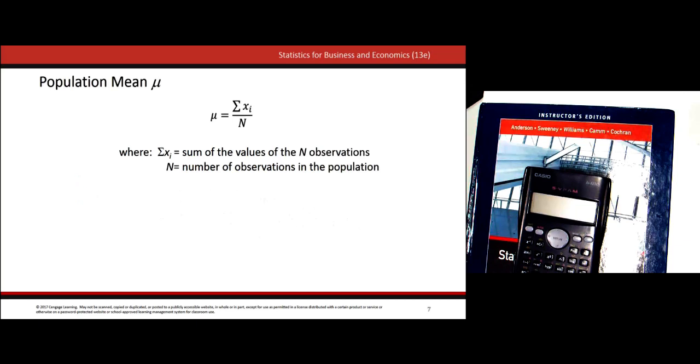The formula for computing the mean of a population remains the same, but we use different notation to indicate that we are working with the entire population. The number of observations in a population is denoted by capital N, and the symbol for the population mean is mu.